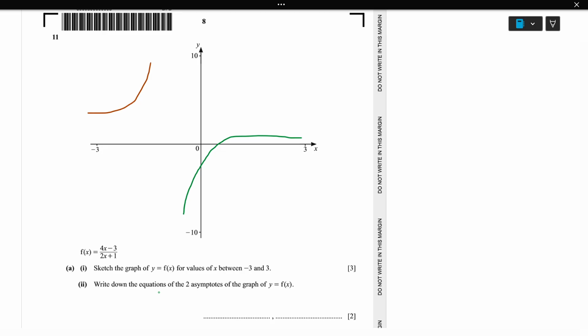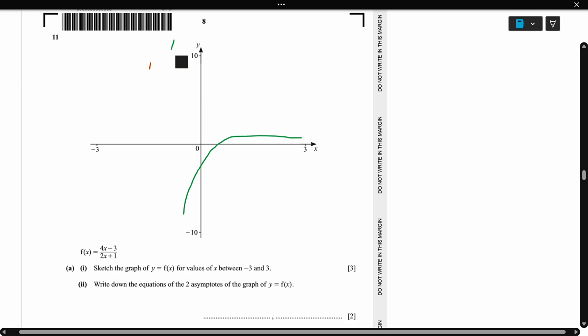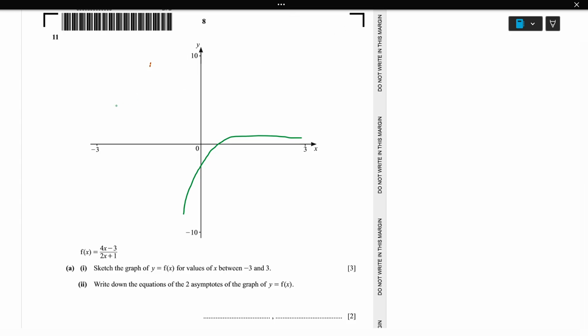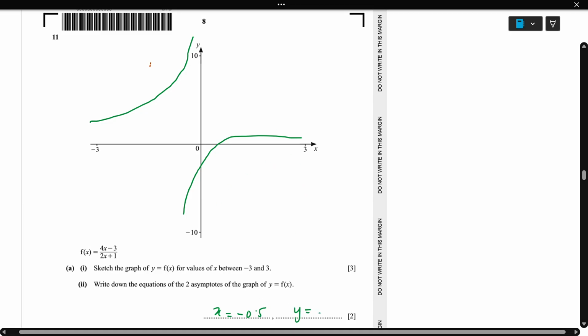Next, write the equation of the two asymptotes. Okay, this asymptote is going to be here, the actual graph will be going this way. So the first one is here, you can check the calculator, you will get x equals negative 0.5. The other one will go here, so y equals 2.